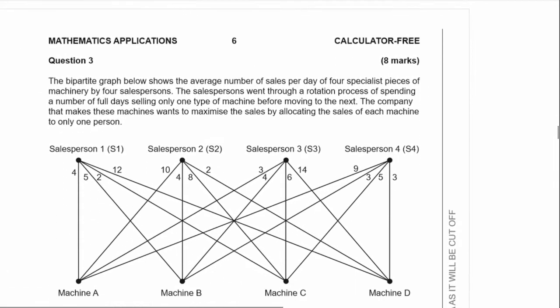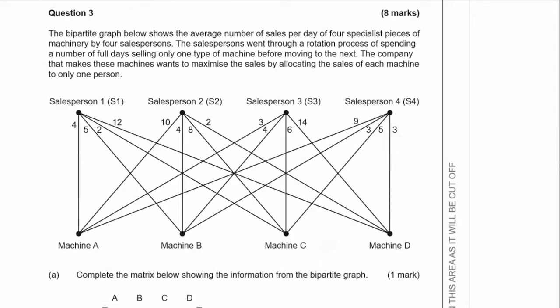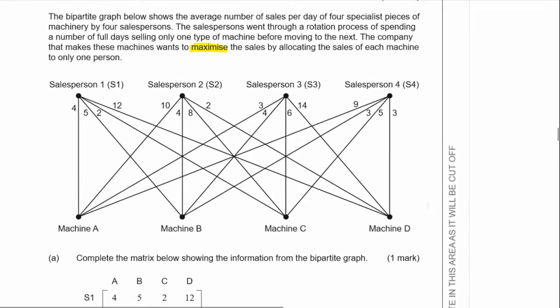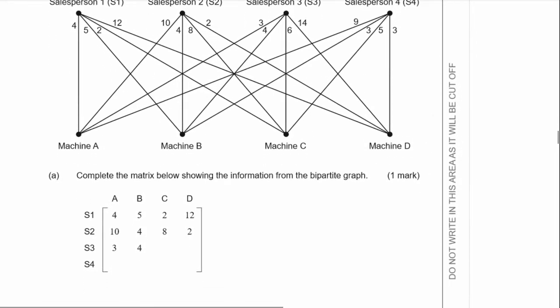Oh, not too bad. Question 3, bipartite graph below, average number of sales per day, 4 specialist pieces of machinery by 4 salespersons. The salespersons went through a rotation process of spending a number of full days selling only one type of machine before moving on to the next. The company that makes these machines wants to maximize. That's a keyword you need to highlight. We want to maximize something. This is an allocation problem, which means you're probably going to have to use the Hungarian algorithm. All right, complete the matrix below.